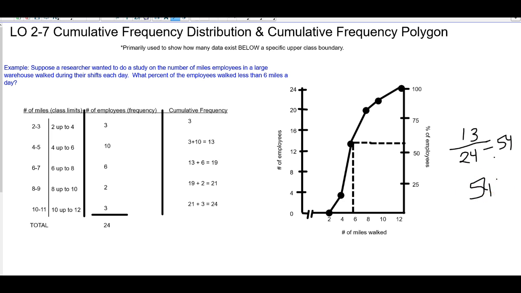So 54% of the employees walked less than 6 miles in a day.